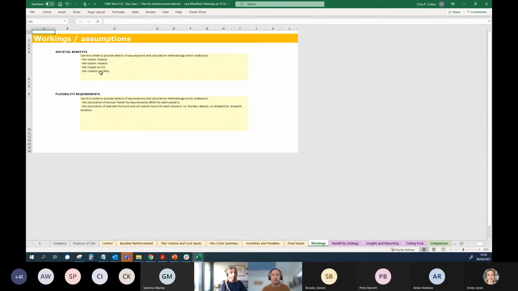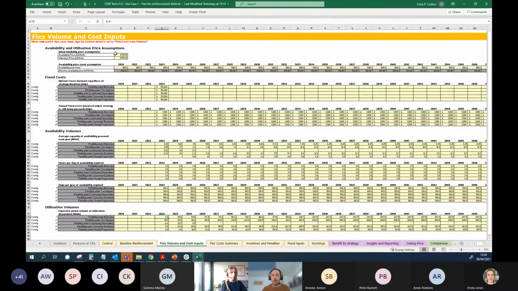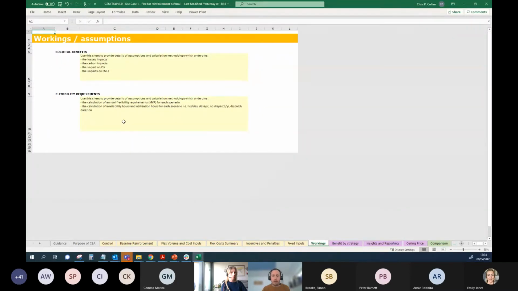So a key assumption may well be what assumptions they're making in terms of flexibility procurement, what basis they have for making that assumption, and maybe some sensitivities around that. That can all be documented here. It's not necessary, but it's probably good practice so that when subsequently somebody comes to understand what went into the model, they can interrogate this sheet and understand it.